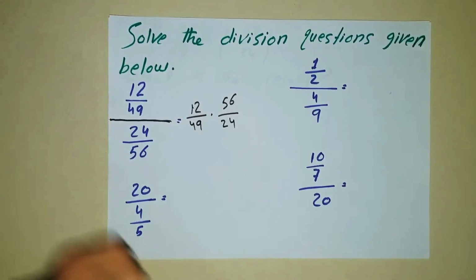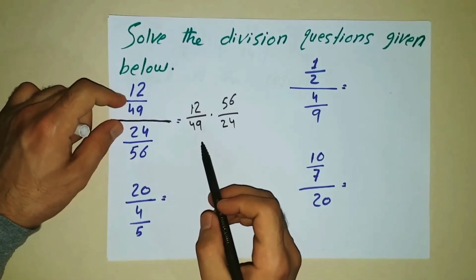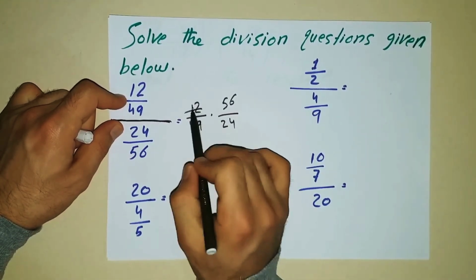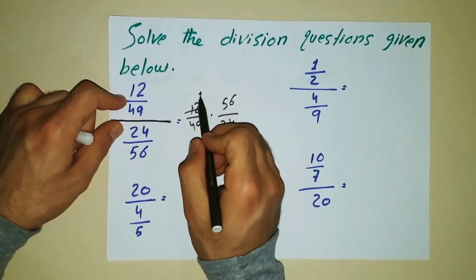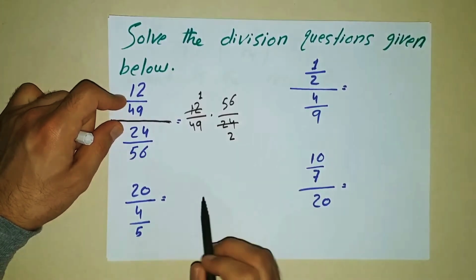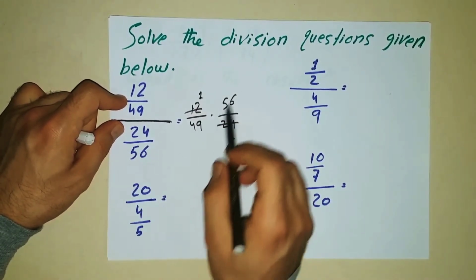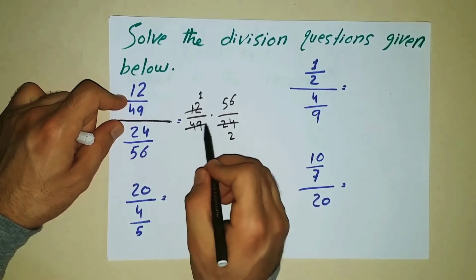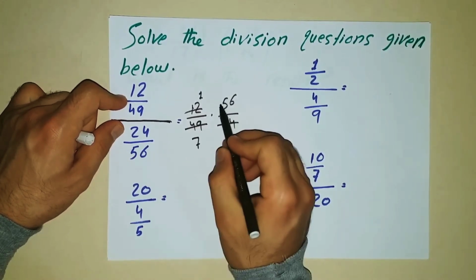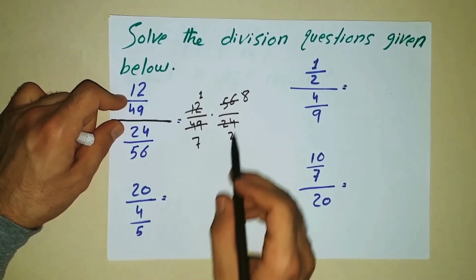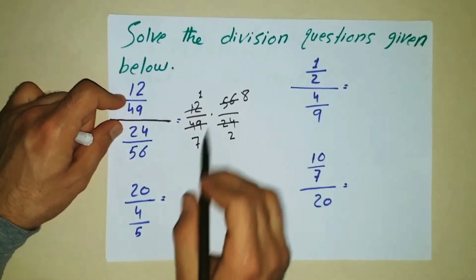Now I will check if I can simplify. Yes, I can make simplification in this question. I can simplify this 12 and 24: 12 1s are 12, 12 2s are 24. And I can simplify those two with 7: 7 7s are 49, 7 8s are 56. Now this question has become easy for us, and we can multiply them very easily.